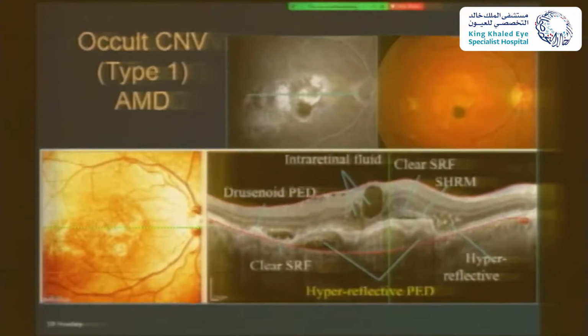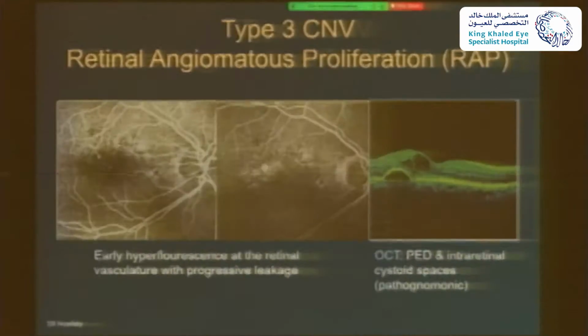And then if you follow the retina, the ellipsoid zone is up here, and then it goes up here, leaving you with subretinal fluid, which is hyperreflective. So this is subretinal hyperreflective material, SHRM. And here you have the drusenoid PED, pigment epithelial detachment, and here you have clear subretinal fluid, and actually fluid that is hyperreflective here. And you also have, because of the chronicity, CME, with some fluid inside the retina. So this is, again, an occult type 1 AMD.